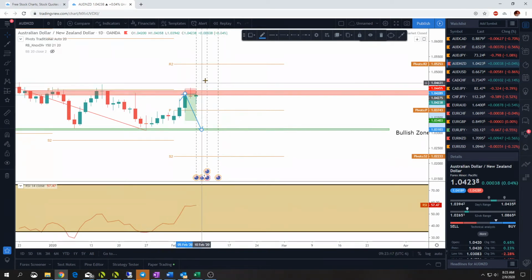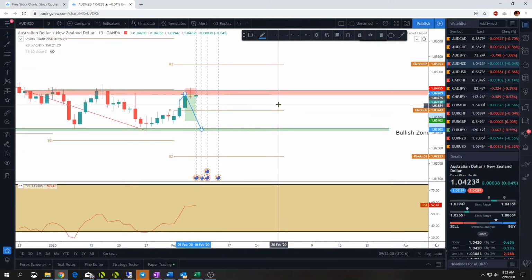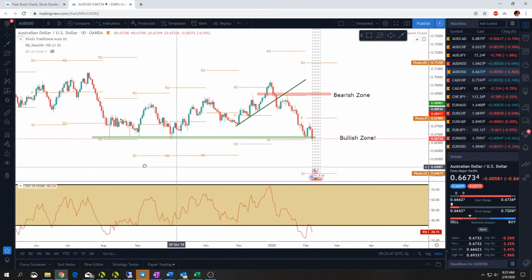Obviously, if we get a solid break, but we didn't. You can see that pin bar indecision candle, just like we got here, and now we have a small bullish candle showing, but if it breaks above, we'll get out. If not, we're going to play this pair all the way back down. Australian dollar, US dollar.